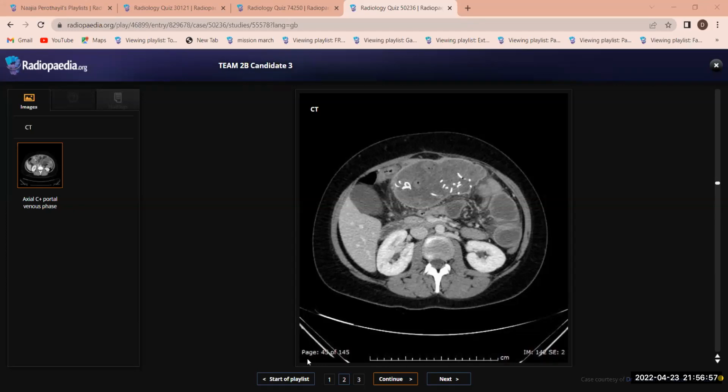Yeah. So this is your first case. I can see the gossypiboma case. Do you want me to? Oh, okay. Let me see that just a second.